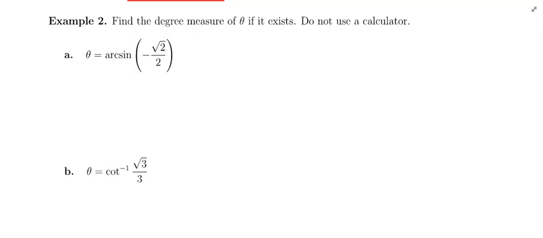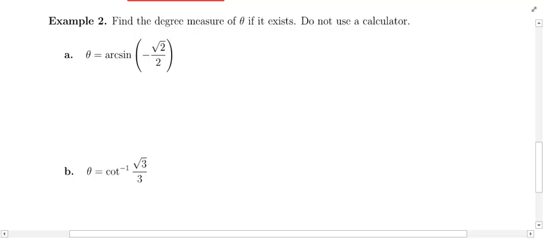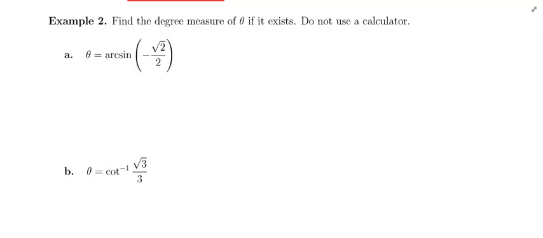The only difference now is we know that these inverse trig functions return an angle. Now we need to state the angle in degrees instead of radians. That is the only difference between examples 1 and 2. Okay? All right, so let's look at this one in part A. Again, we're trying to compute the arc sine or the inverse sine of negative square root of 2 over 2.